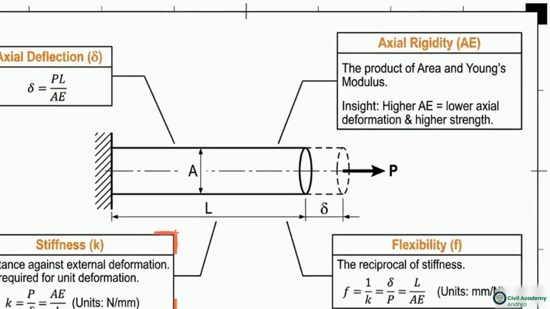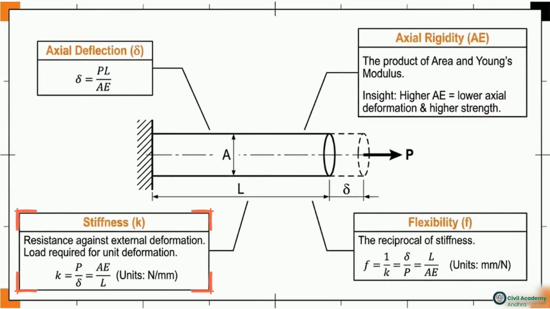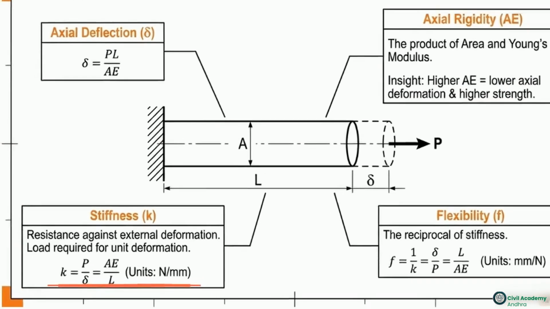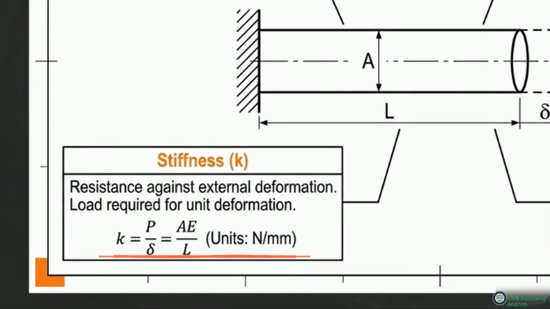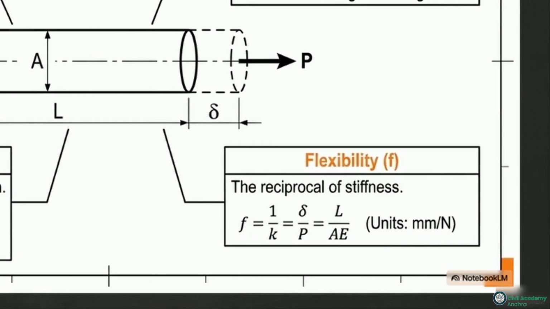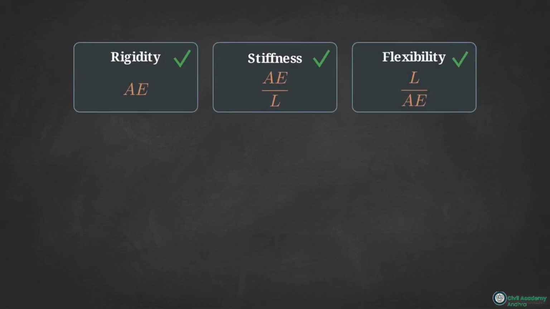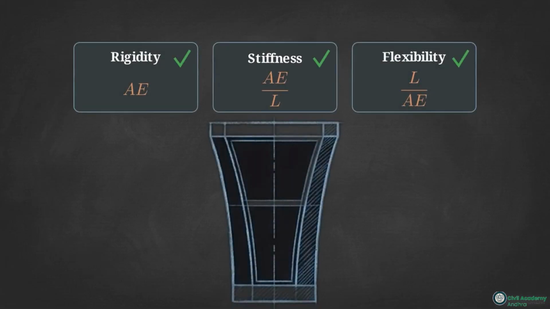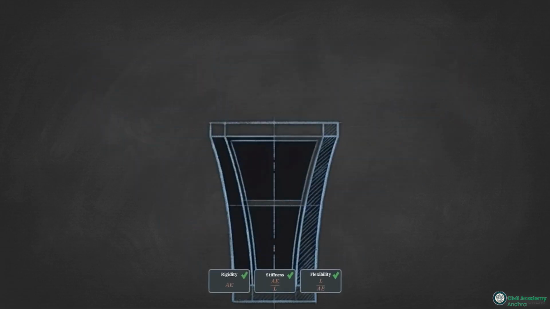Observe the bottom left and right. Rigidity is not the same as stiffness. Stiffness, K, factors in the length of the member to determine the load required for a unit of deformation. Flexibility is simply its inverse. Length changes how a member resists external forces. Correctly identifying these three variables is the starting point for predicting how a structural member will deform when subjected to axial forces.